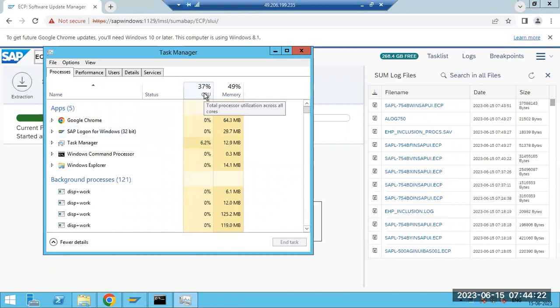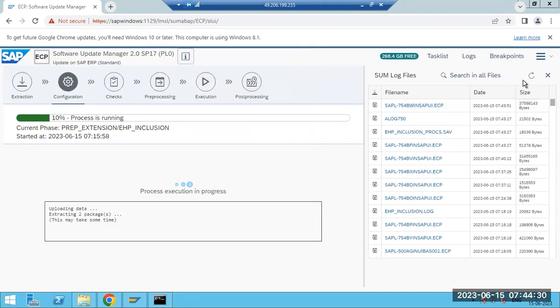See here how many it is, 40, 37. So 49% memory used, so 30 CPUs. Which means most of the load is caused by this process. This EHP inclusion is taking a lot of data and much time, because 262 patches means definitely it will take time. Okay, so this is the thing.